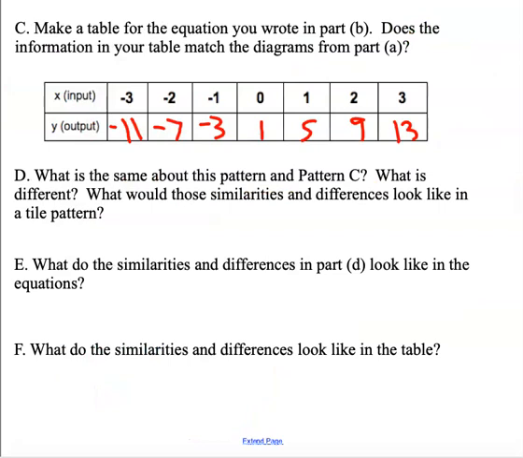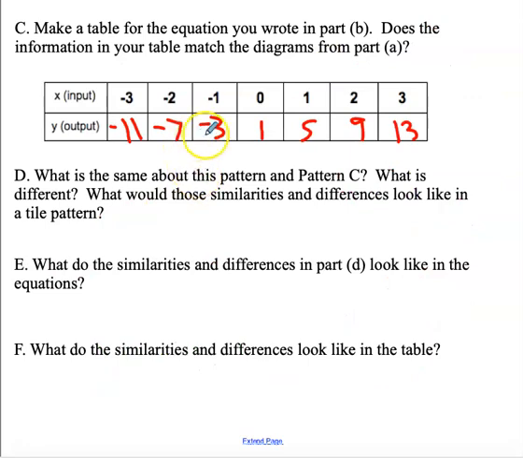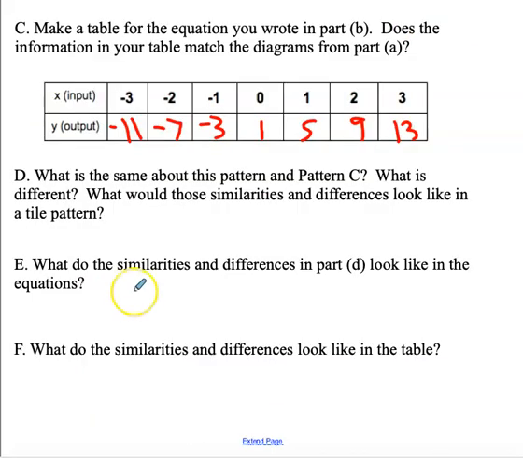So what is the same about this pattern and pattern C? So when we look at these, pattern C, right here, it grew by 3. So what is the same? Did this one grow by 3? No, it grew by 4. Now, they both grow, they both go up, but they had different growth. They grew differently.